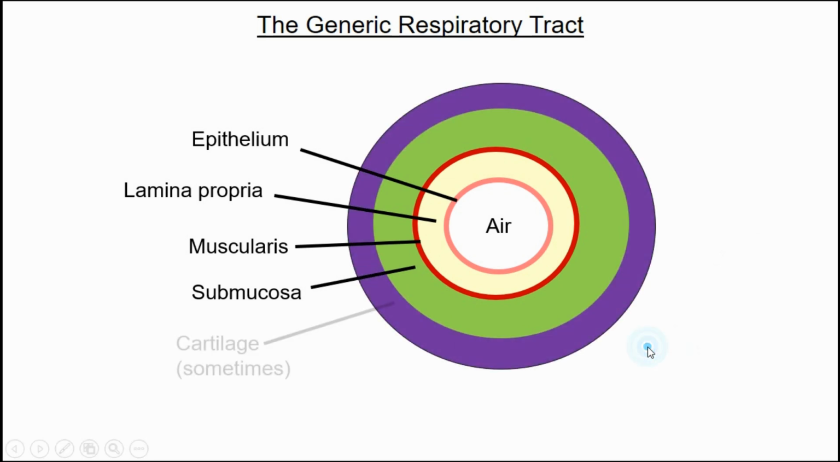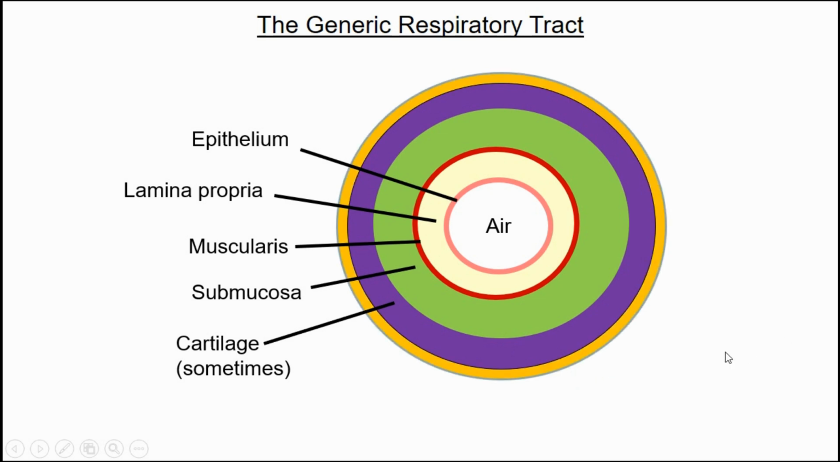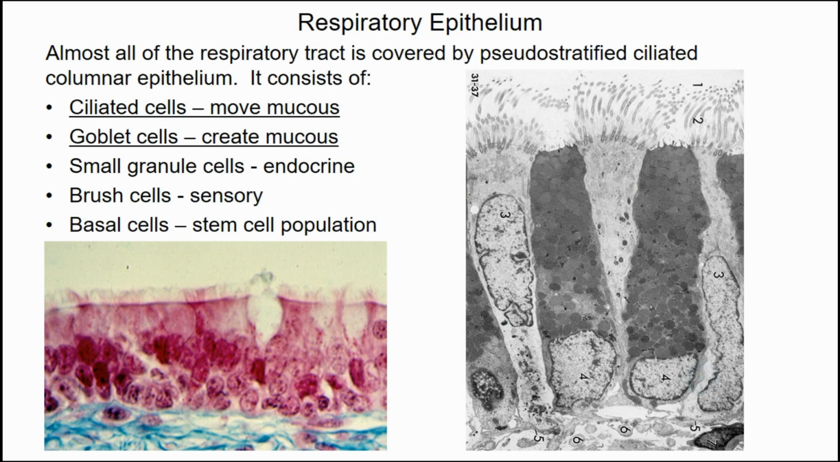And outside of that we have the cartilage, which is sometimes described as being in the submucosa, sometimes a separate layer. Generally you can think of it as submucosa, but it only is present at a few levels of the airway. And last we have the adventitia, or the connective tissue layer that anchors the airway in place. Now we don't have that at every level, but we do have it at some. So let's talk about the epithelium.